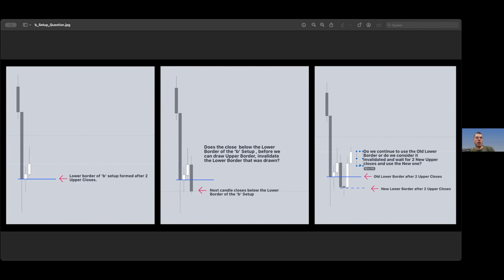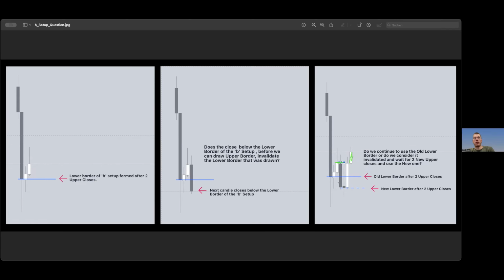For the upper border, we need two lower closes. Okay, we need a high close, like this one. This is the highest close in this case, and then we need two lower closes afterwards, below this close. Let's say we don't see this candle, for example. Would you consider this as the upper border?